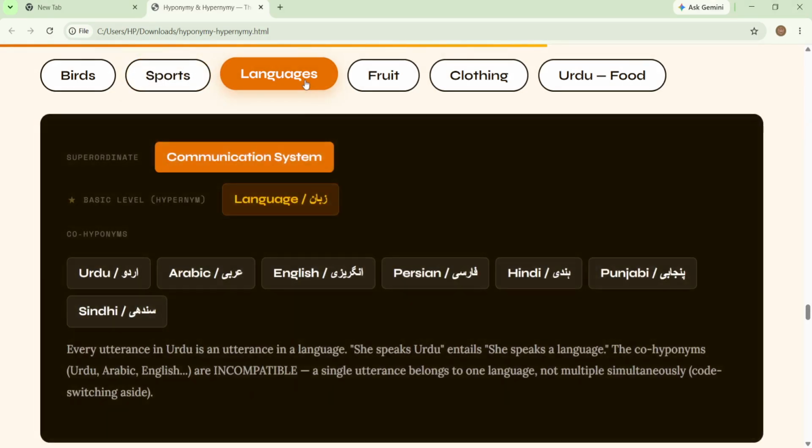Let's look at languages. The superordinate is communication system, and the basic level, the hypernym, is language. Co-hyponyms are Urdu, Arabic, English, Persian, Hindi, Punjabi, Sindhi, and many more languages. So every utterance in Urdu is an utterance in a language. If you say she speaks Urdu, this entails she speaks a language.